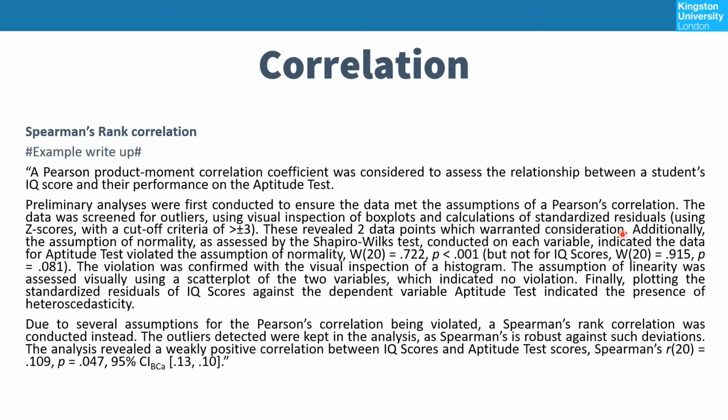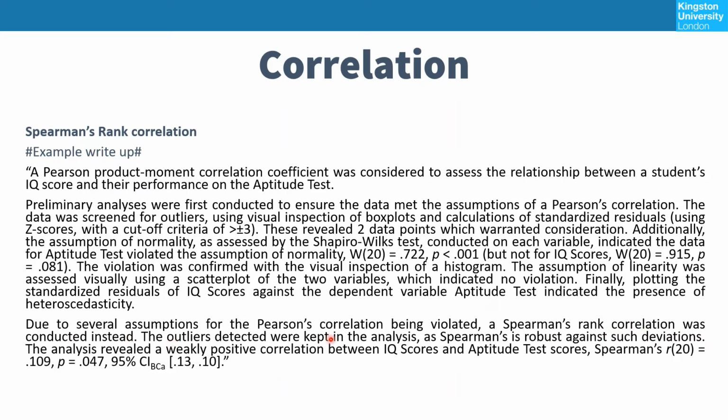So for the experiment that I am reporting here, I can say that the assumption of normality, as assessed by the Shapiro-Wilks test, was violated. And then I would report this and show that it had a p-value less than the critical alpha level by which I wanted to check. But it doesn't have to be the same for the other variable, but it is sufficient for normality to not hold. And then you would mention all of the other assumptions that you checked, you would report them in full, and then you would say, due to several assumptions of the Pearson correlation being violated, a Spearman's rank correlation was conducted instead.